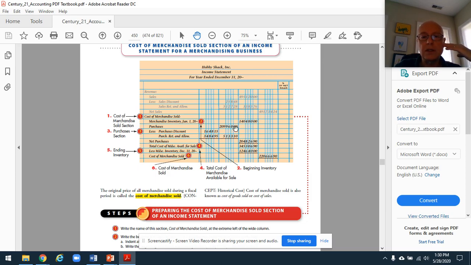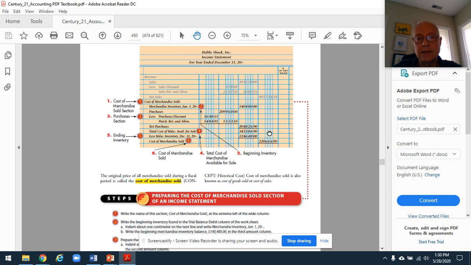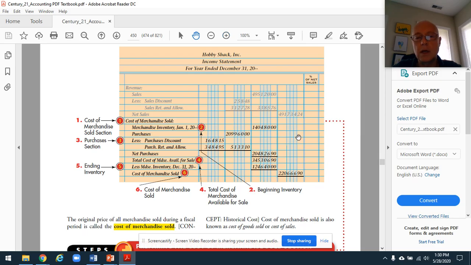So we return stuff. All right, so basically, we spent a total of $209,960, but we returned looks like $5,133.10. So our net that we spent on merchandise for resale was actually $204,826.90. Okay. Guys with me so far? I'm going to make this a little bigger so I can read it. So our net purchases for resale of our inventory is $204,826.90.